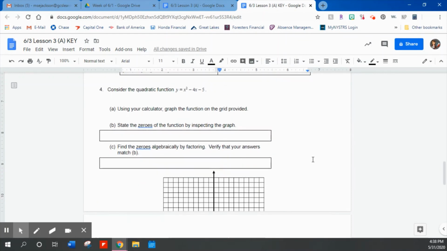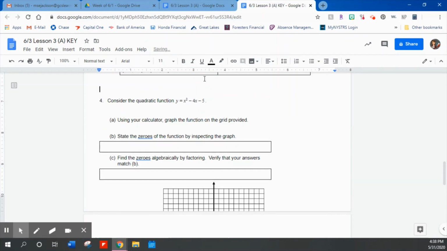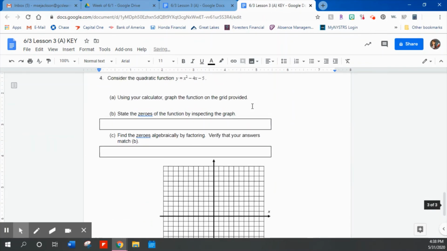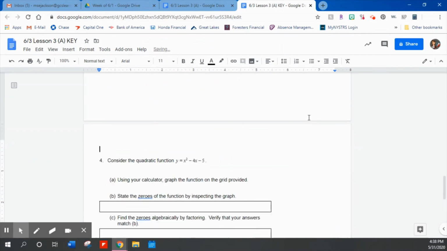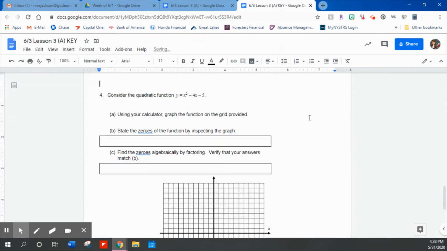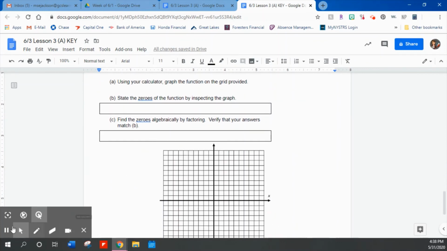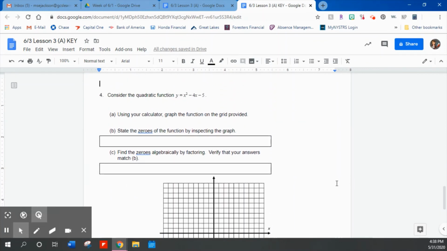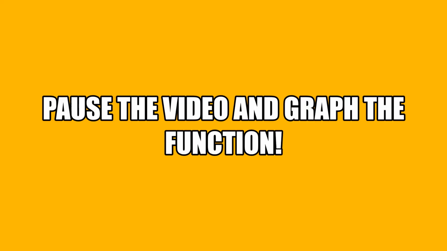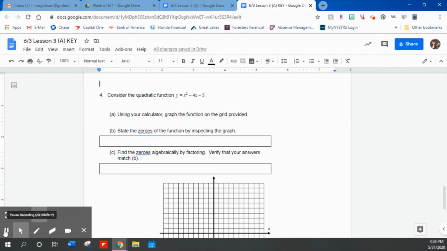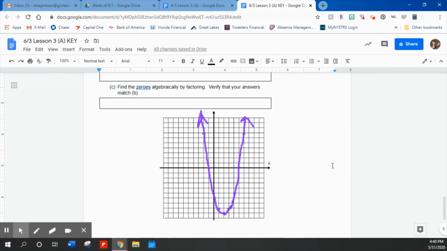All right, let's take a look at number 4. It says, consider the quadratic function y equals x squared minus 4x minus 5. It says, using your calculator, graph the function on the grid provided. Now, I understand working on the Google Doc is not going to let you graph that, so you can just use my graph as an example. So I'm going to go ahead and graph this right down here. You can graph it on your calculator and press the graph button so you can see it visually. Okay, so this is the function graphed.